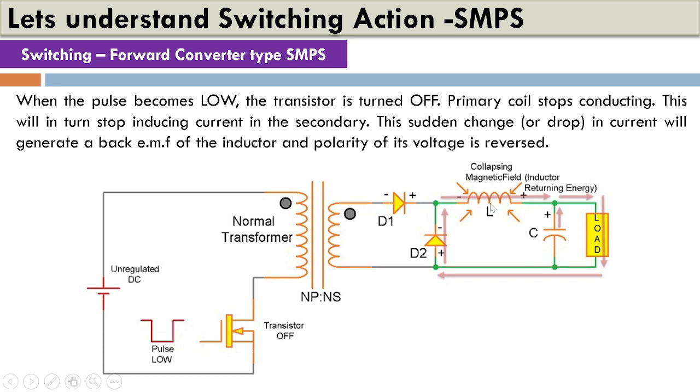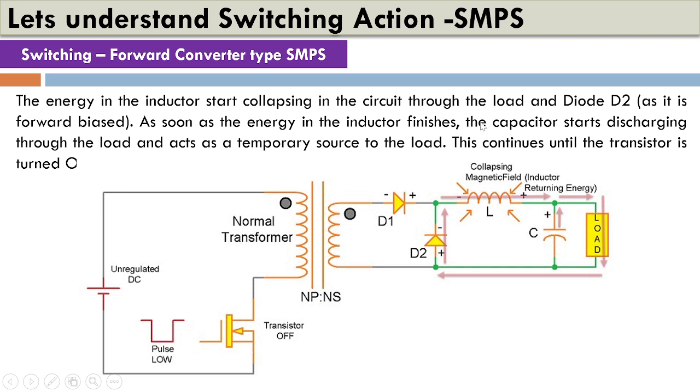Because of the back EMF, what happens? The polarity across the inductor changes. Now here this becomes plus, this becomes minus. Just because of that, the diode D2 now starts conducting, and as the energy in the inductor is almost finished, this capacitor which had stored the energy in the previous cycle will now try to discharge through the load, and it will work temporarily as a source to the load.